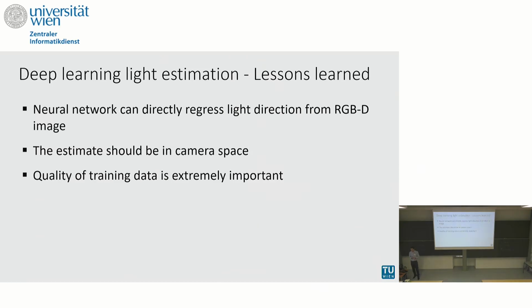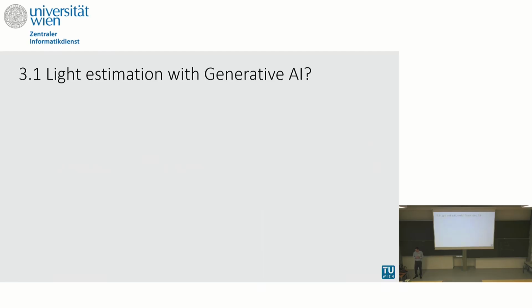So what we learned from this is that a neural network can directly regress the light direction from the RGBD images. The estimates should definitely be in camera space, not in world space, and also the quality of training data is very important. And now let's come to the final topic, which is also about light estimation, and this is part of our very recent research.